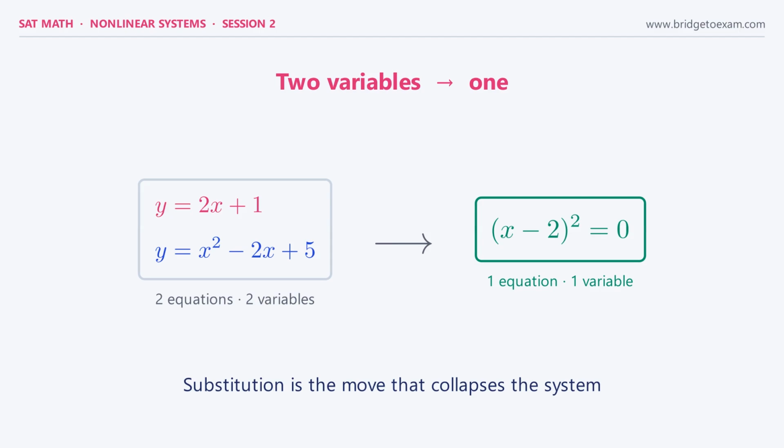The goal never changes. Take a system with two variables and collapse it into one equation with one variable. Once you're down to one variable, you're just solving a quadratic, and you already know how to do that. So today, how to choose what to substitute, how to do it without breaking the algebra, and how to answer the specific questions the SAT builds on top of it.